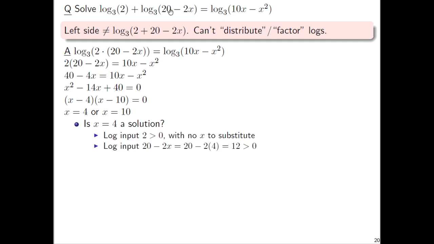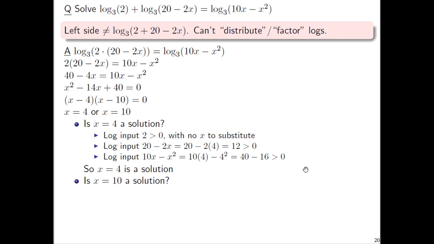The next log input is 20 minus 2x. When we plug in 4 for x, we get that the input to this log was 12. That's positive. Okay, good so far. 10x minus x squared is the next log input. When you plug in x equals 4 there, you end up with 40 minus 16, and we don't need to simplify that further. We can tell bigger minus smaller is positive. Okay, so x equals 4 is a solution.